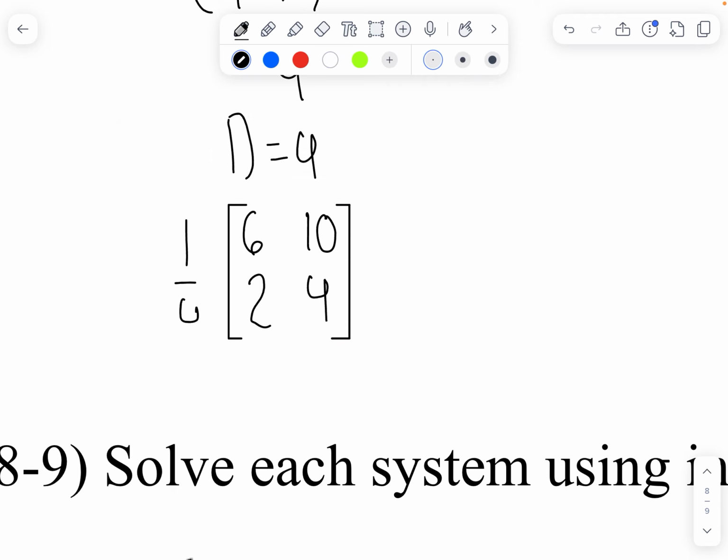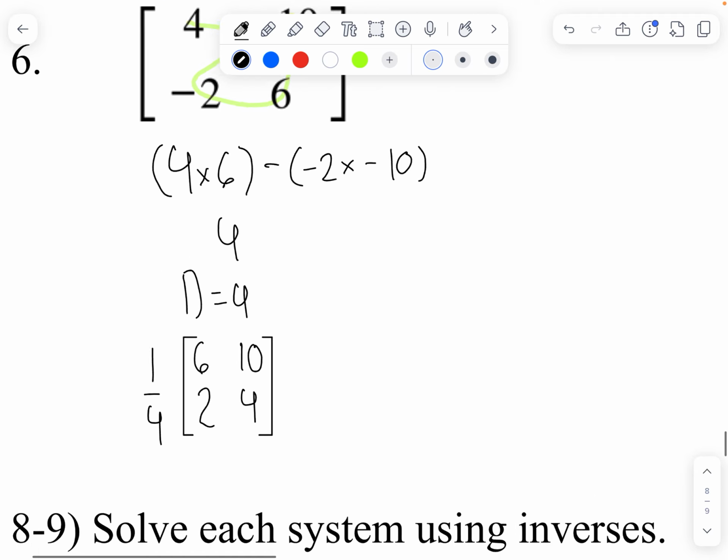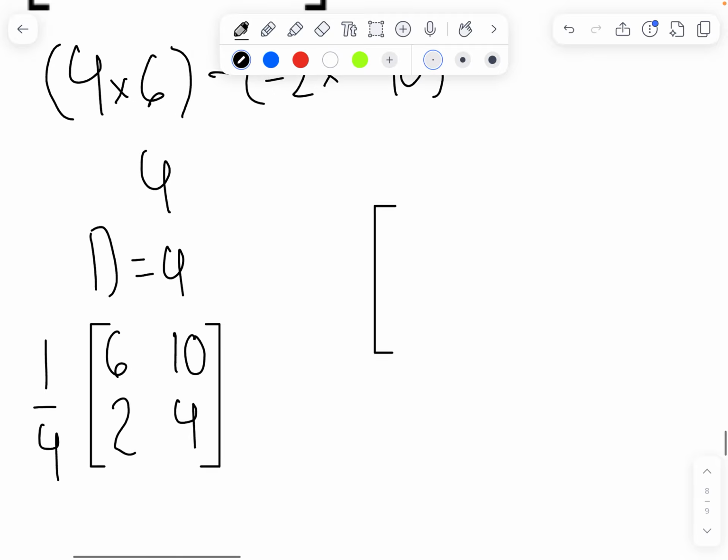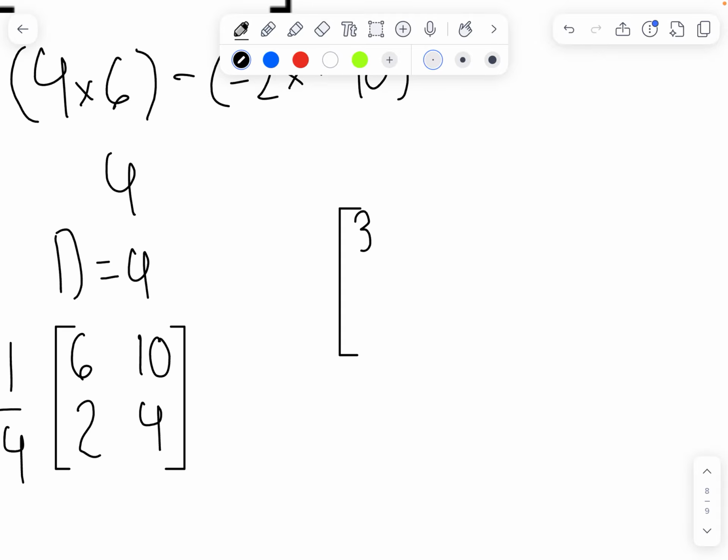Multiply by 1 over 4. So then this would equal, so this turns to 3 over 2, 5 over 2, 1/2, and then 1.